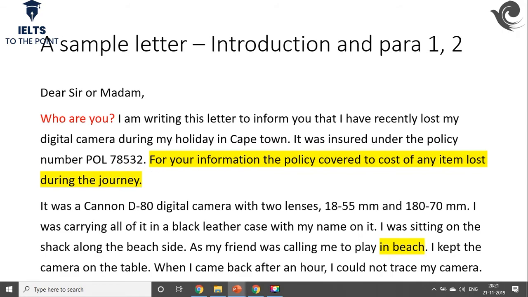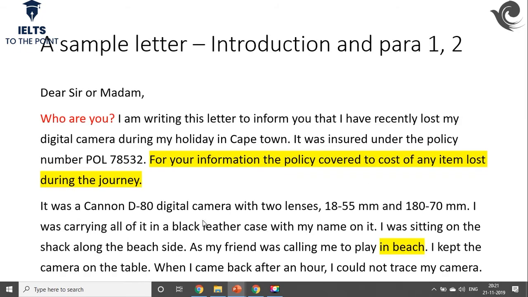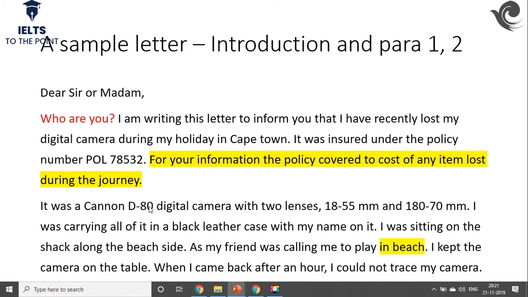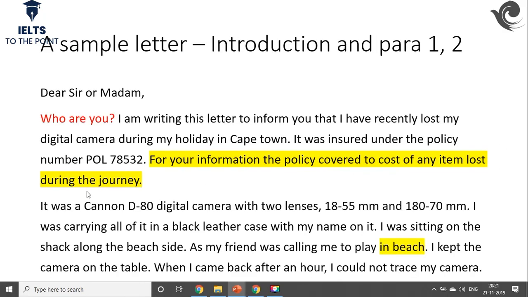Alright, and then we come to body paragraphs 1 and 2. In fact, these are two instructions clubbed together in one body paragraph. So, describe the item that you lost. Tell how you lost it. Now, I don't want you to do this particular thing in the actual exam. Please write 3 different paragraphs for 3 different instructions. This person has done it. You should not do it.